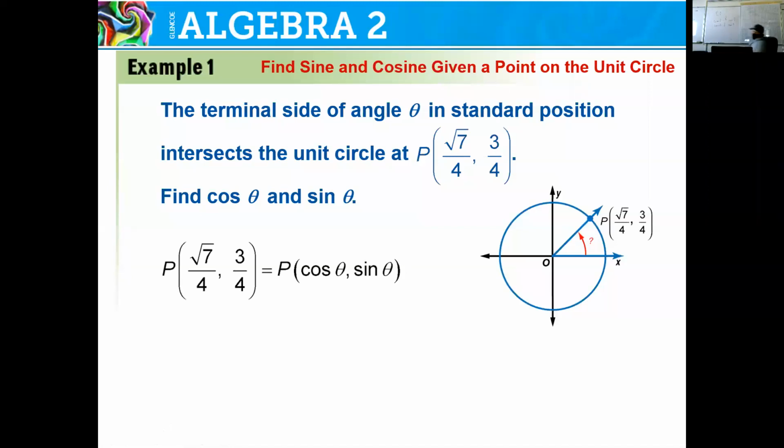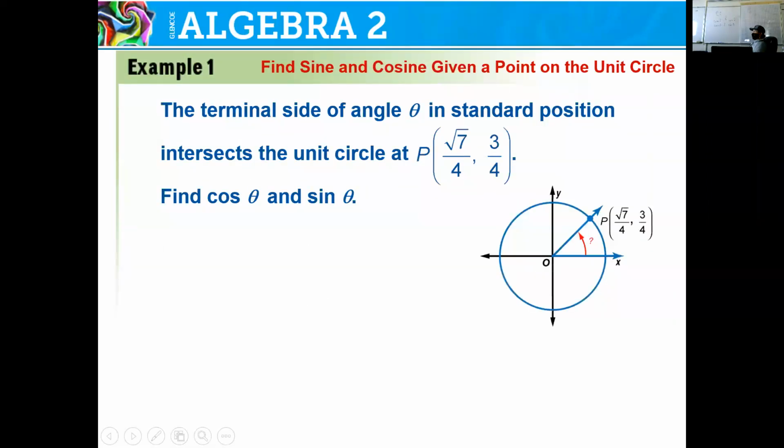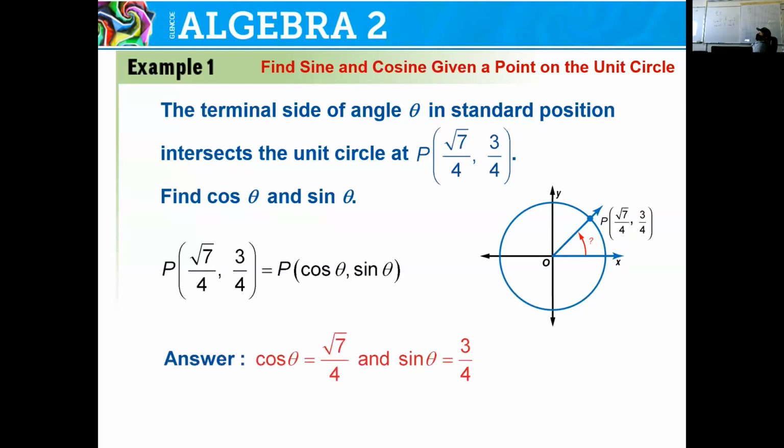So the point, and that comes straight from your key concept right here. If theta is 120, P is cosine of 120, sine of 120. It's that same situation. Since the point P is at the square root of 7 over 4, 3/4, we know that the cosine of theta has to be the square root of 7 over 4. Sine of theta has to be 3/4.